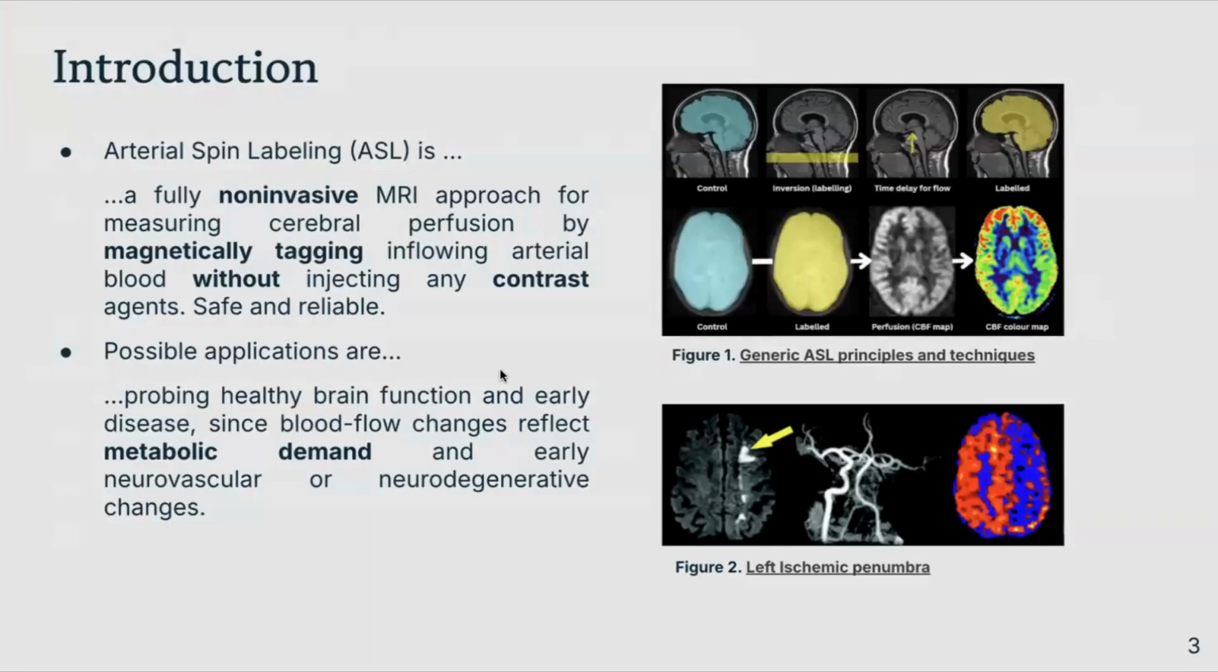ASL is a fully non-invasive MRI method that measures cerebral perfusion by magnetically tagging inflow in arterial blood instead of injecting contrast. Subtracting label and control images gives us a quantitative CBF map like the example in Figure 1 on the right. Because blood flow changes track metabolic demand, ASL is useful for both studying normal brain function and for detecting disease, such as ischemic penumbra in Figure 2.